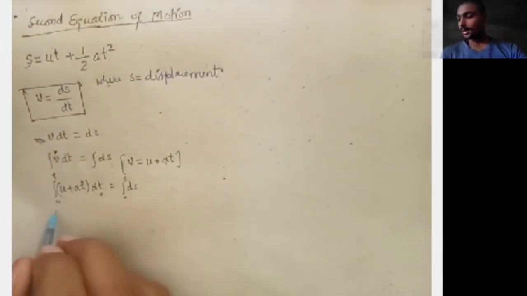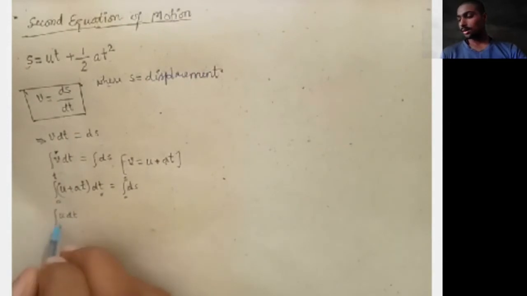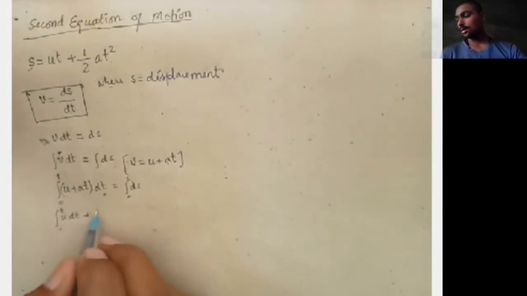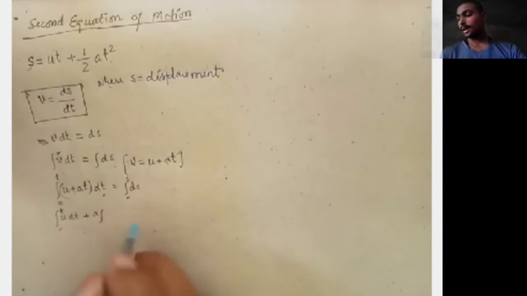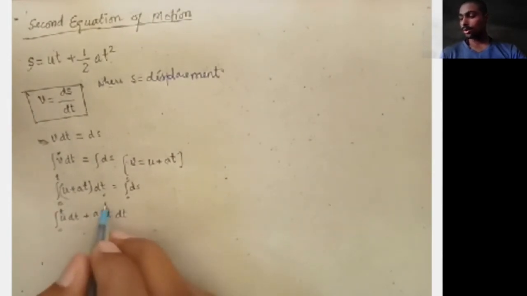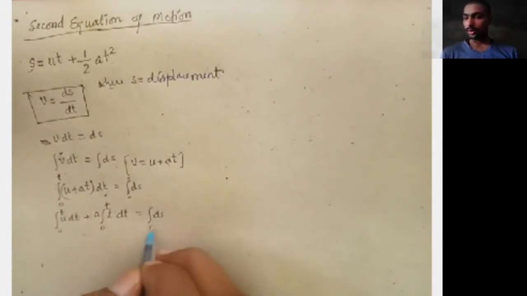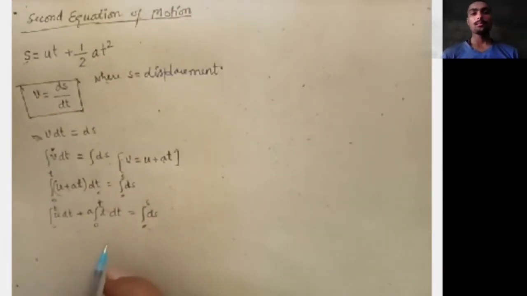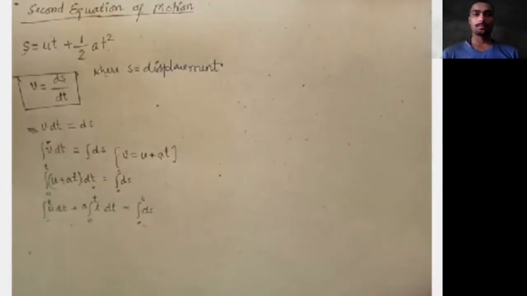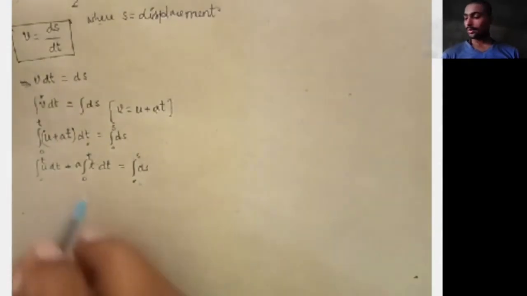We can separate this, so it will be like that: u dt from 0 to t plus a. Since u is constant, we can take it outside, and t into dt from 0 to t. Okay, t from 0 to s, right? So this is the distance.